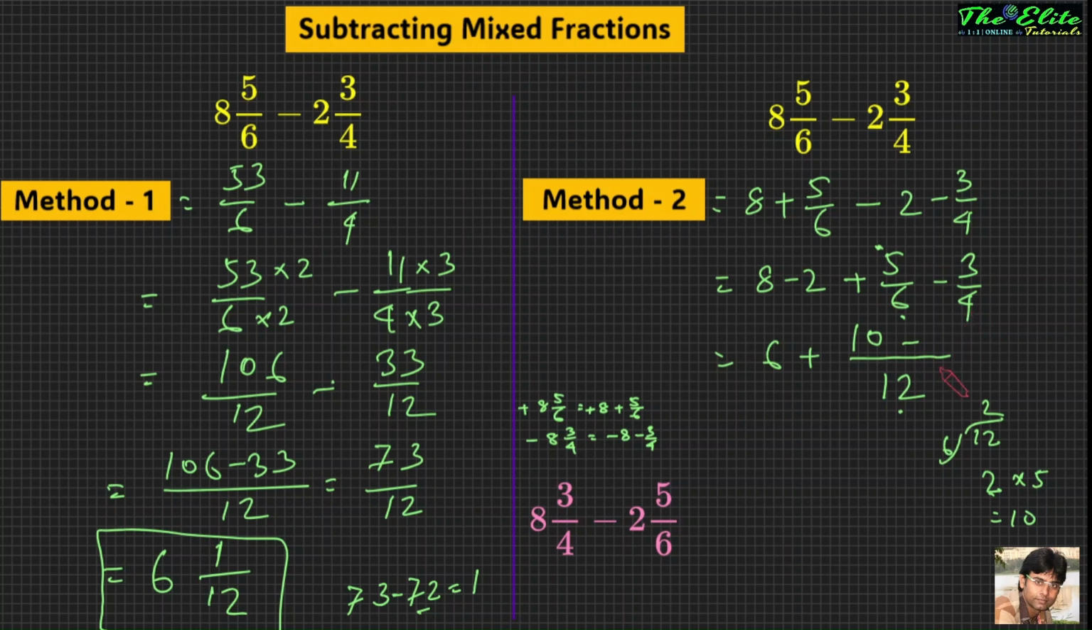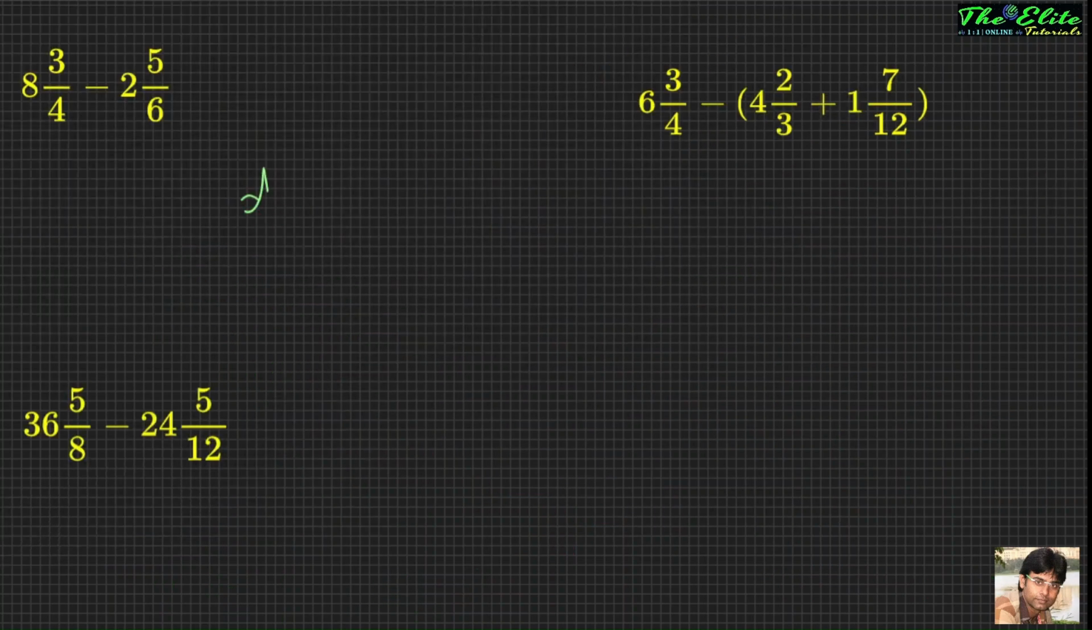The same way, if you divide 12 by 4, it is 3. 3 needs to be multiplied by 3 to get you the number over here. So it is going to be 6 plus 1 upon 12. Okay, this is a proper fraction, so we don't need to bother about anything. We will just gel these two parts up together and get our answer. That's it.